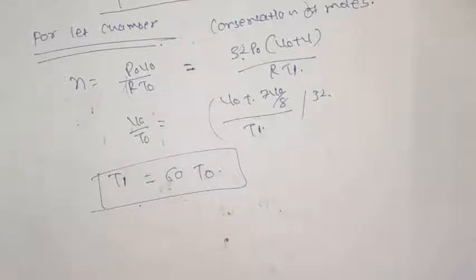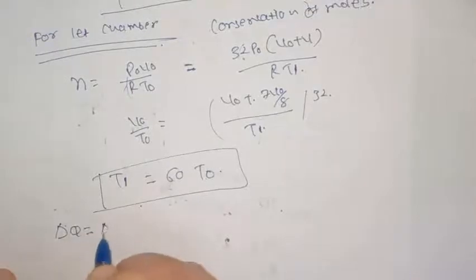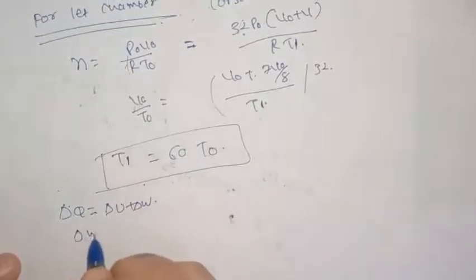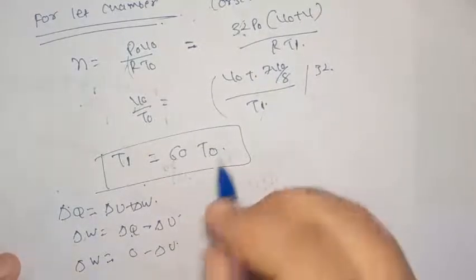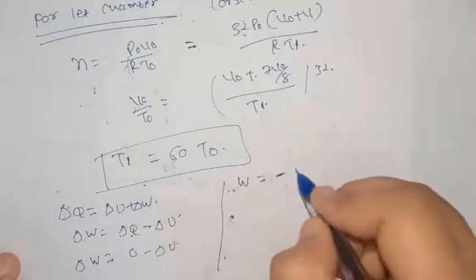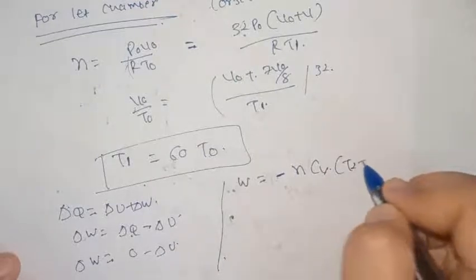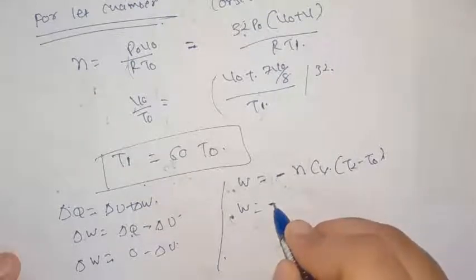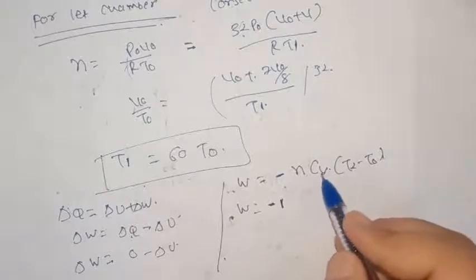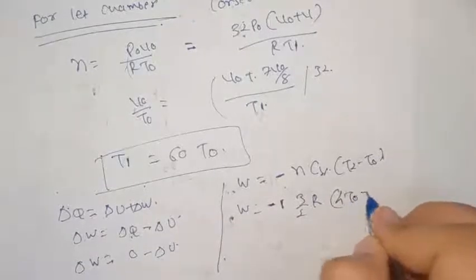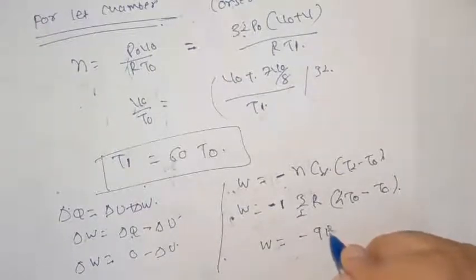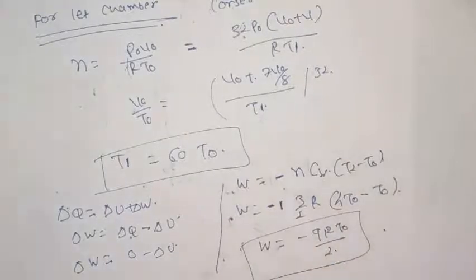we want to find the work done by the gas in the right chamber. So, for the right chamber, we can write delta Q is equal to delta U plus delta W. So delta W will be delta Q minus delta U. But delta Q is 0. So work done will be equal to minus of N CV delta T, that is T2 minus T naught. So minus 1, number of moles are 1, so minus 1. CV for monoatomic is 3 by 2 R. T2 is 4 T naught minus T naught. So work done will be equal to minus 9 R T naught by 2. So this will be our final answer.